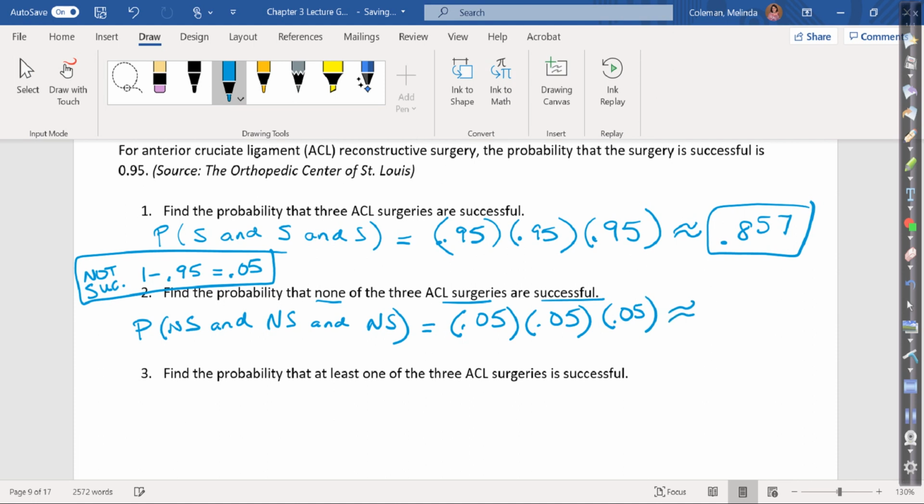When you multiply that together, it would be 0.0001. So rarely would you have 3 non-successful surgeries. It's possible, but it's rare.